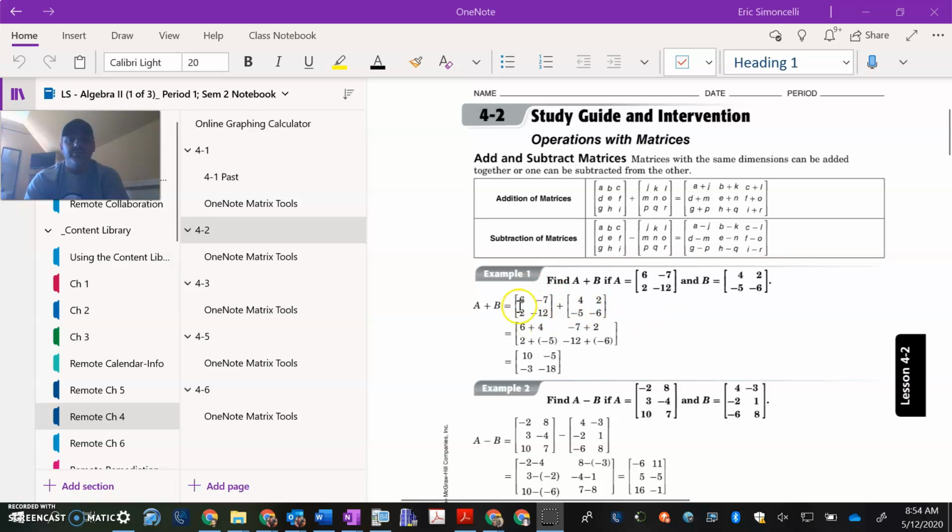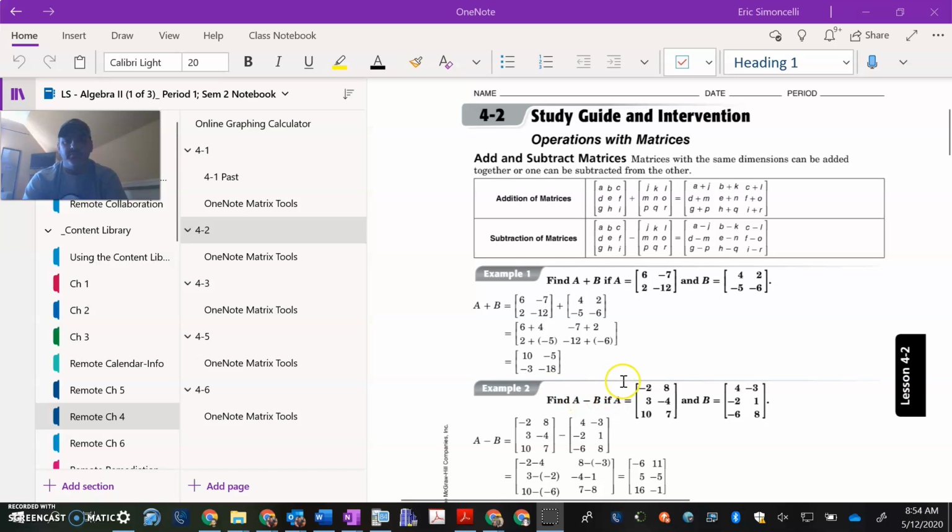So if you add the 2 by 2 here plus this 2 by 2 there, it simply becomes 6 plus 4 for the first entry or value there. As you can see, you can call it an entry as well. As a matter of fact, later we'll actually do this on the calculator to verify everything. Yeah, 6 plus 4, negative 7 plus 2, 2 plus negative 5, and negative 12 plus negative 6. So your final answer ends up being a 2 by 2 matrix, not surprisingly, which has 10, negative 5, negative 3, and negative 18 as its values.